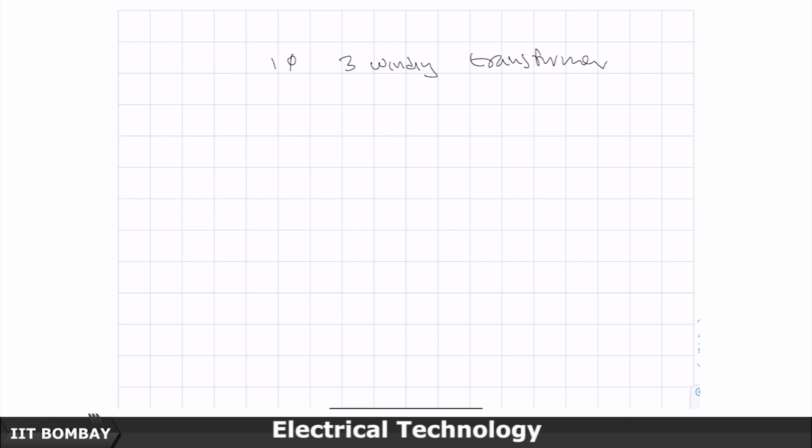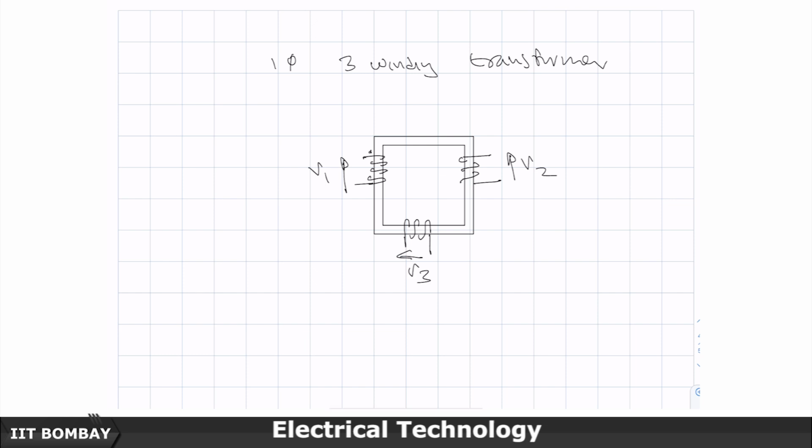This is my sketch. First I should have a core, so this becomes my core. Now, usually I have one primary, right, then I can have more windings. I will not put the dots, I will leave it to you to find out how the dots come. So, let us say this is V1, this is V2, this is V3. So, this will become a single phase 3 winding transformer.